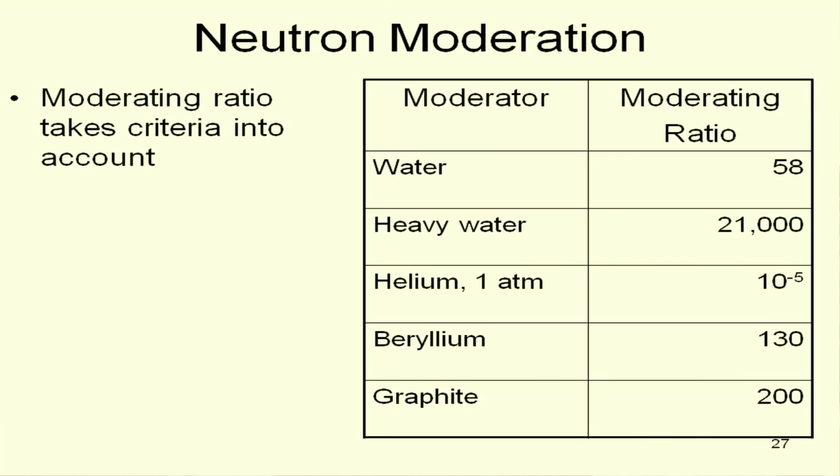Heavy water, not quite as good, but its cross-section is about zip. So it has a very high number. Helium is very low, and the problem there is its density. At one atmosphere, there's just not enough atoms in any volume, so you can't do yourself any good. Even if you took it to 100 atmospheres or something like that, it's still a very low number. So helium, even though it's used in reactors, doesn't moderate much of anything. Beryllium's been used in some test reactors, and graphite has been used in a number of reactors and may see more use in the future.